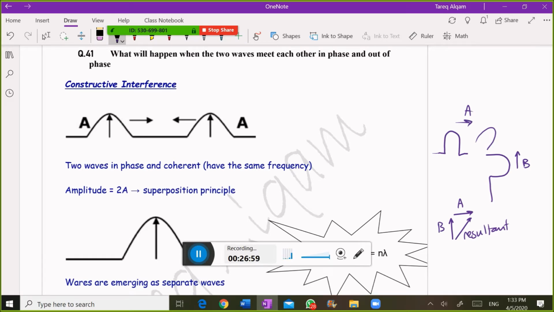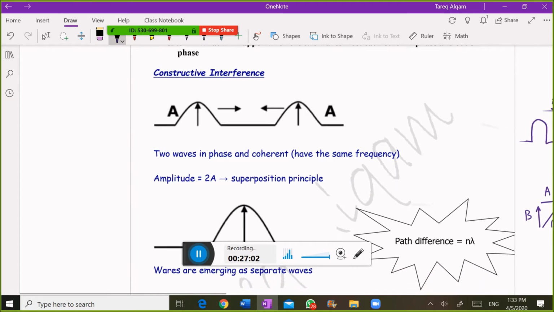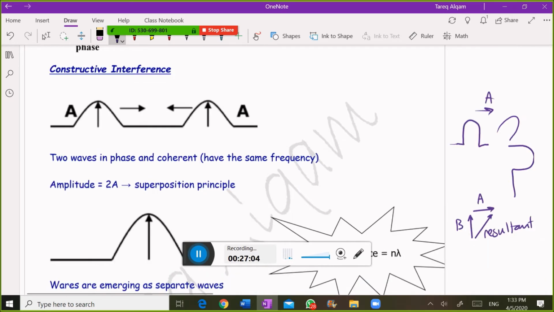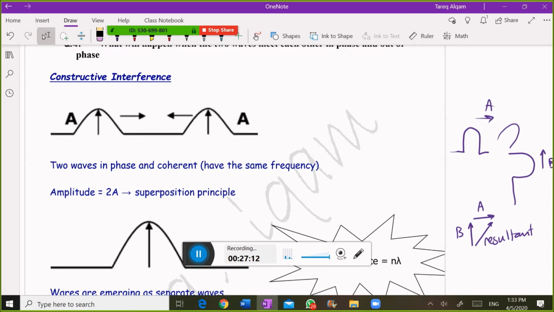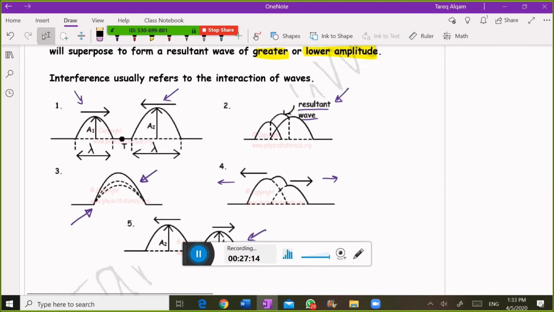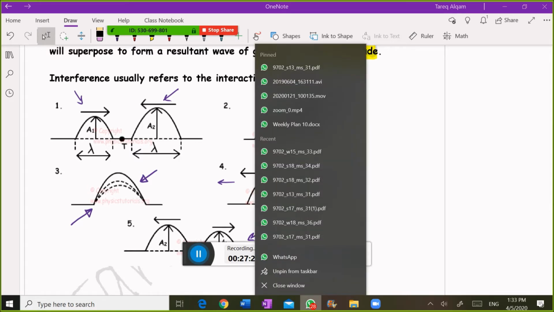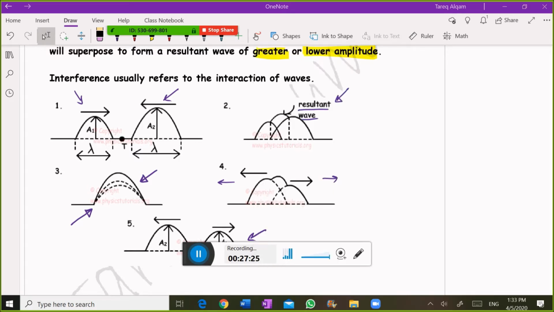For simplicity, we will talk only about waves that are moving in opposite directions. Now the point of interference, guys, is that we have two waves that meet and overlap at a certain point. As a result of that, their displacements add up.